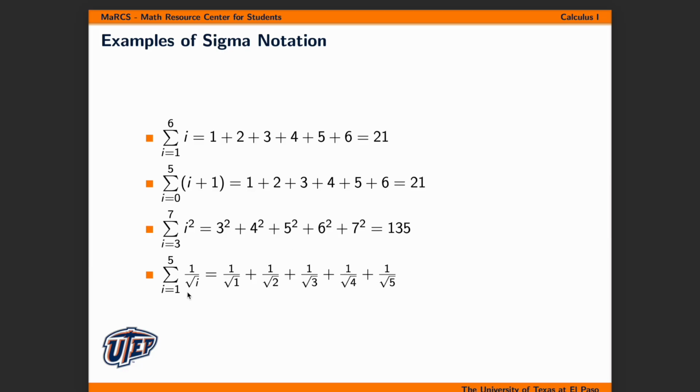And then lastly, we are starting from i equals 1 up until 5, and we are summing 1 divided by the square root of i. For our first term, we plug in 1, the second term we plug in 2, third term 3, and so on, and we sum all of them. So 1 over the square root of 1 plus 1 over the square root of 2 plus 1 over the square root of 3 plus 1 over the square root of 4 plus 1 over the square root of 5.